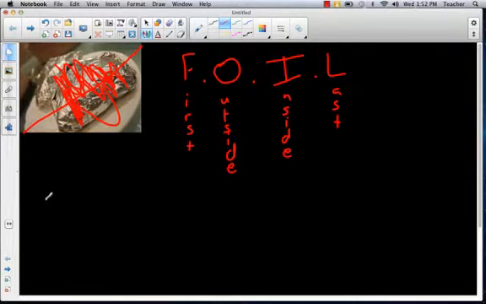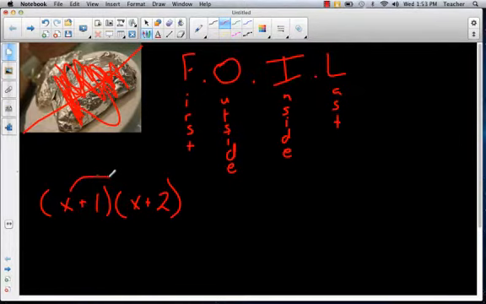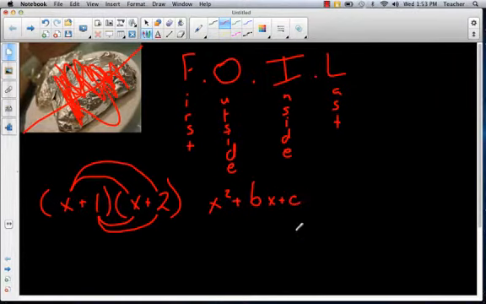Now, what does that apply to? Well, this applies to something like x plus, let's say, 1, and x plus, let's say, 2. Whenever you have an equation like this, which you guys already know, you multiply the first, then the outside, then the inside, and then the last, and you will end up with an equation like this. This is all going to be with variables real quick. x squared plus bx plus c.